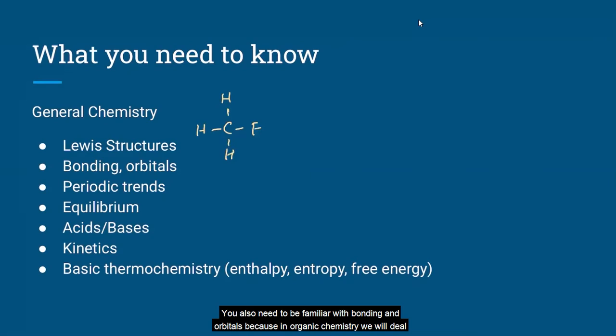You also need to be familiar with bonding and orbitals, because in organic chemistry, we will deal with lots of bonds between carbon and other atoms, and also double and triple bonds. So you will need to understand that, because we will be applying that to understand certain trends in organic chemistry. You also need to understand periodic trends for that same reason. And lastly, you need to understand some concepts of equilibrium, such as acid-base equilibrium, kinetics, and also basic thermochemistry, such as enthalpy, entropy, and free energy, because those will be important for analyzing organic chemistry reactions and why they produce the products that they do.